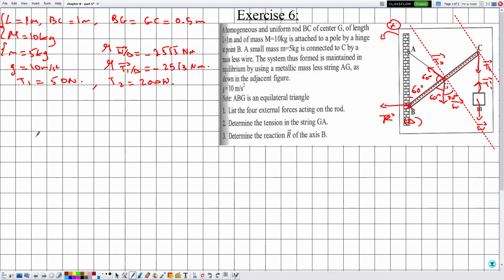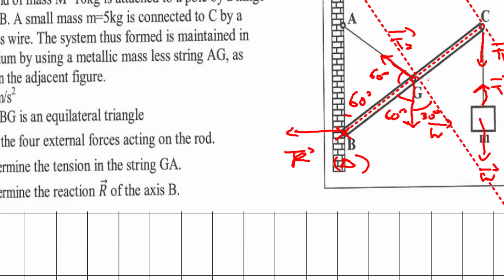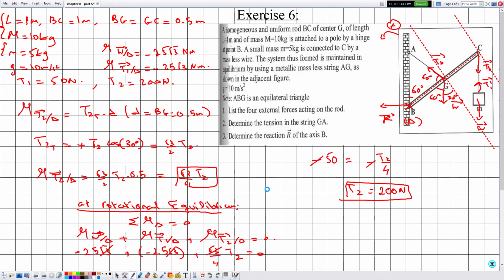Now as for number 3, to determine the reaction R of the axis B. Previously I didn't specify here, let me specify it, that we also have the moment of the reaction R around delta, but the moment of R around delta is equal to 0, the line of action of R passing through delta, so it is given by a radial direction and you don't have any tangential direction.